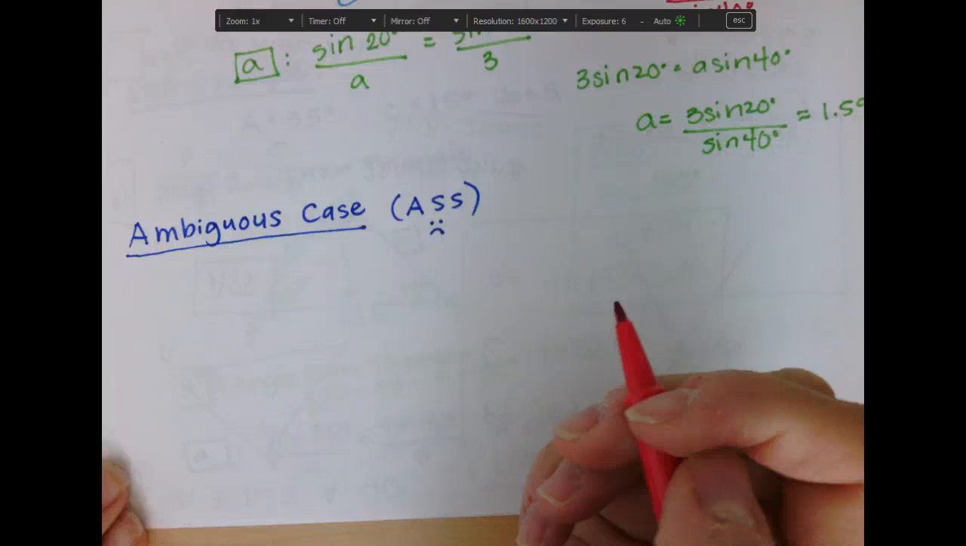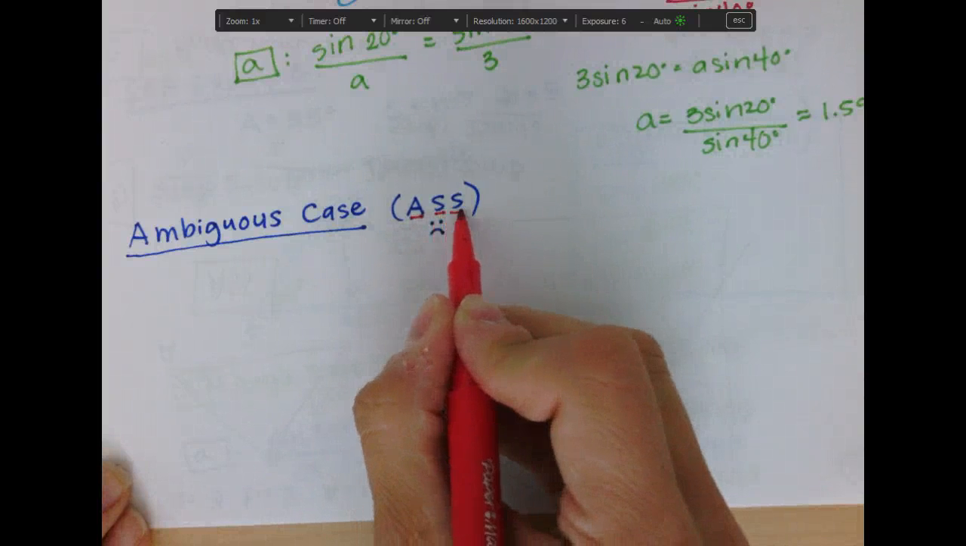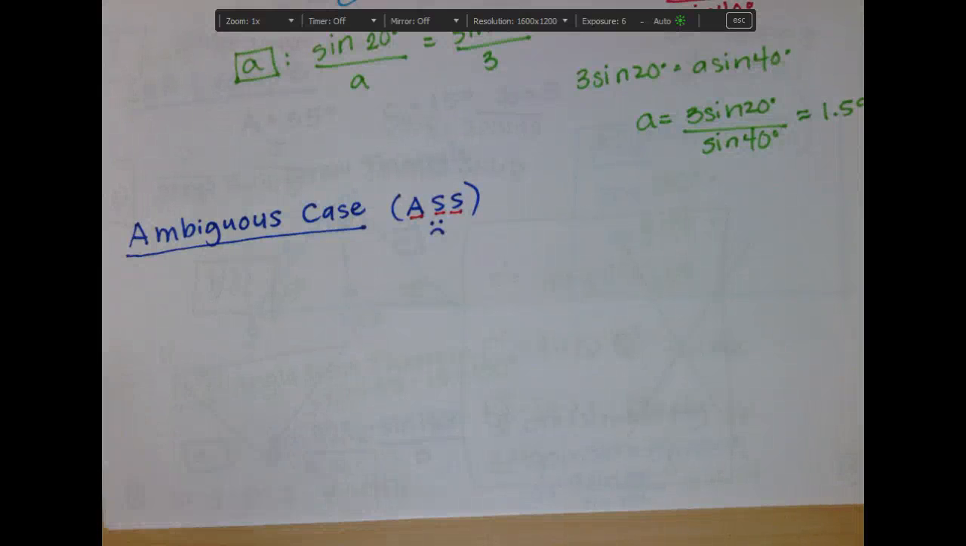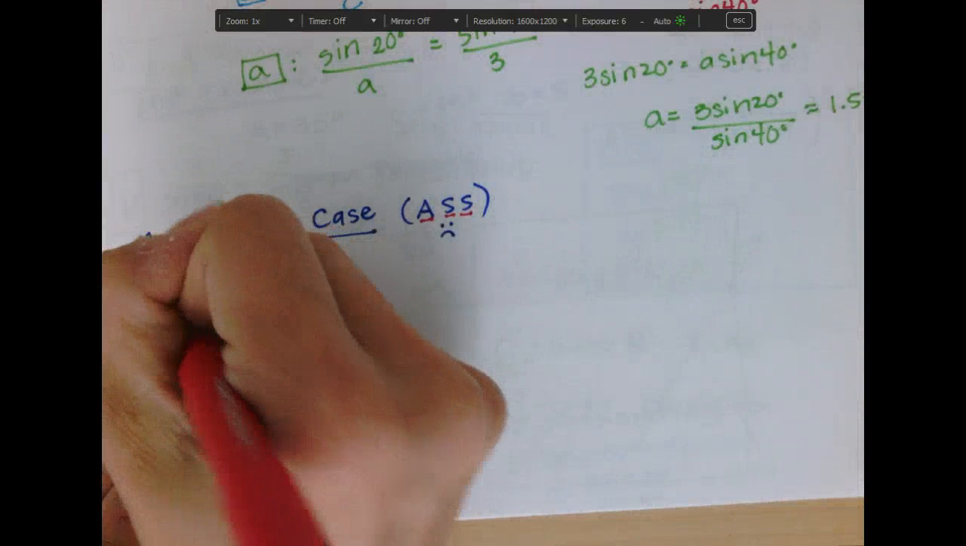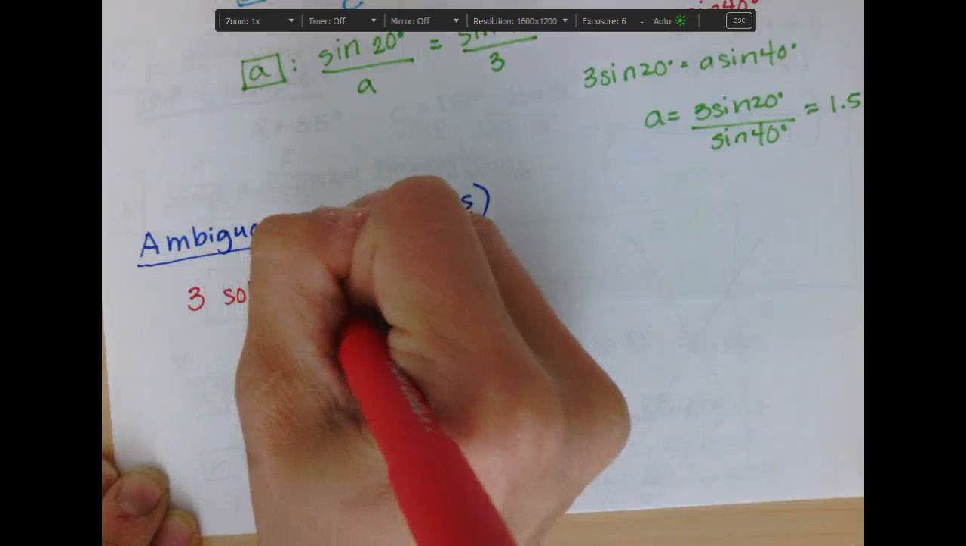So again, with the ambiguous case, you're given 1 angle and 2 sides. And basically 3 things can happen. 3 solutions are possible in the ambiguous case.